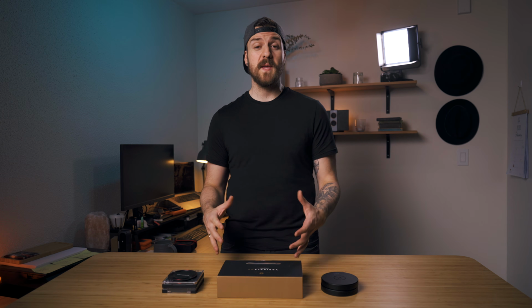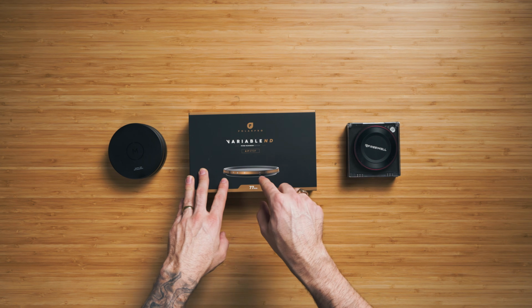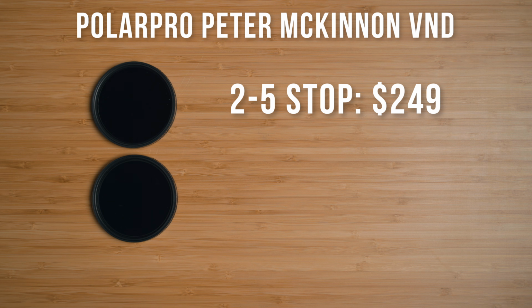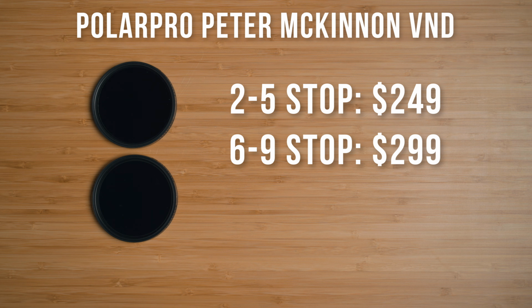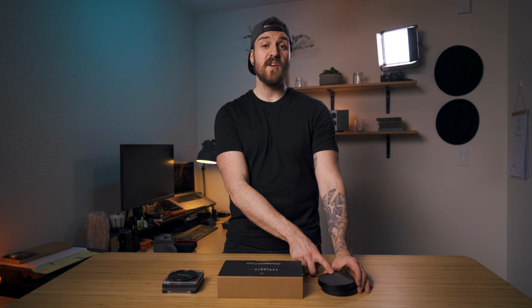All right, let's kick things off by talking about the prices, because that's going to be a huge factor for a lot of people buying a variable ND filter. The Peter McKinnon PolarPro variable NDs are the most expensive of the bunch, coming in at $249 for the 2 to 5 stop, $299 for the 6 to 9 stop, and if you want the pack of both of them, you're looking at $449.